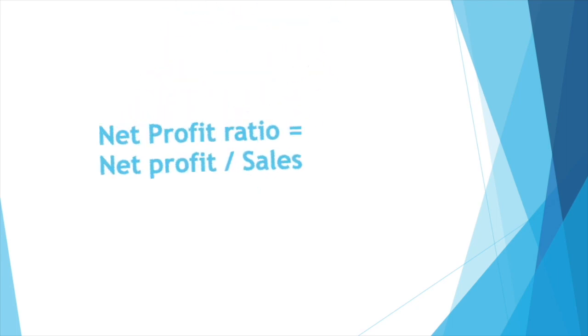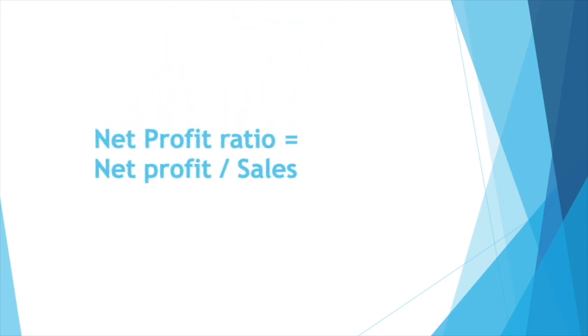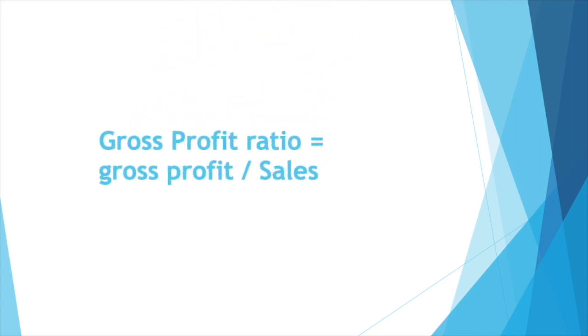Net profit ratio equals net profit divided by sales revenues. The net profit ratio is an easy way to tell how much of your net income comes from sales, or what is the percentage of your net profit from sales. Gross profit ratio, which equals gross profit divided by sales or revenues. The gross profit ratio is an easy way to tell how much of your gross profit comes from sales, or what is the percentage of your gross profit from sales.